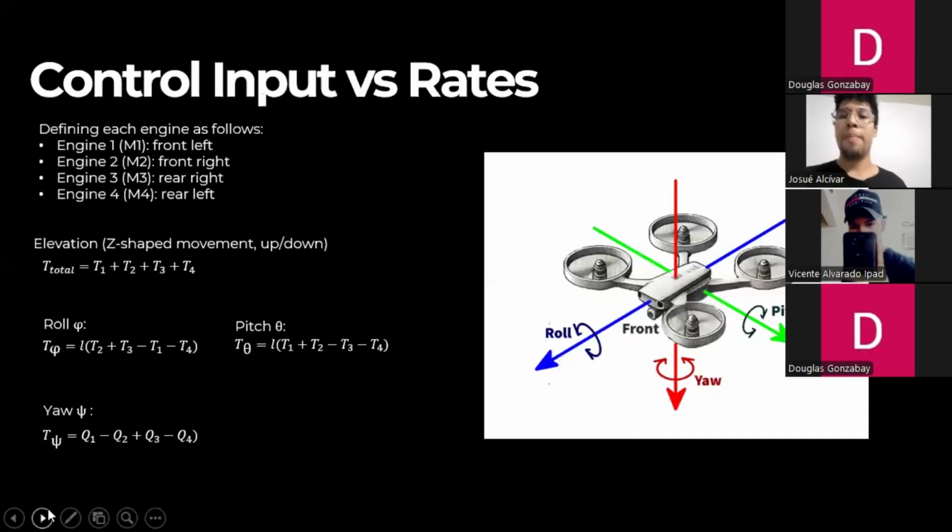Next slide. For the control and the input rates, we can define the four motors as follows. First, motor 1 in the front left, motor 2 in the front right, motor 3 in the rear right, motor 4 in the rear left.